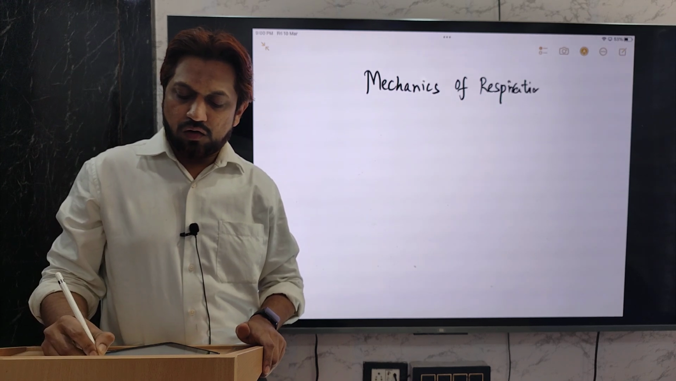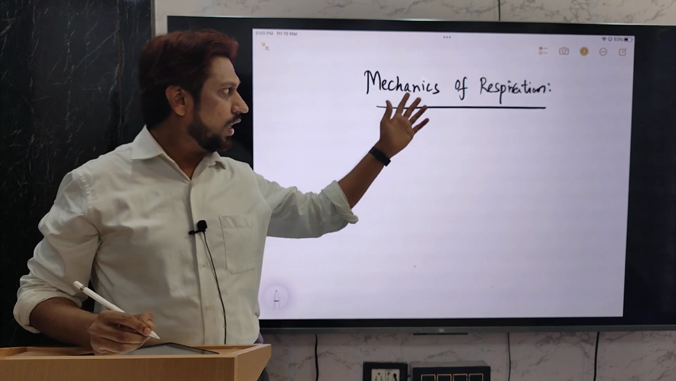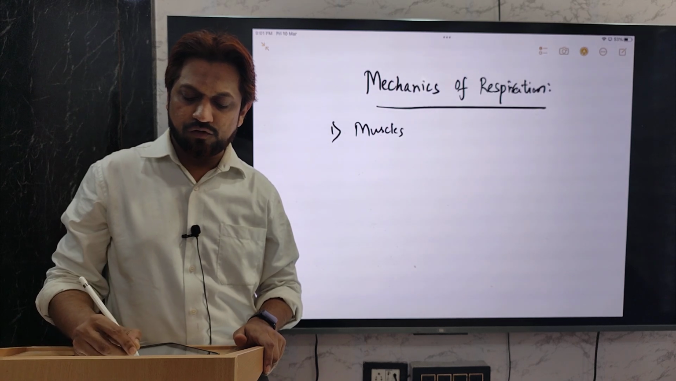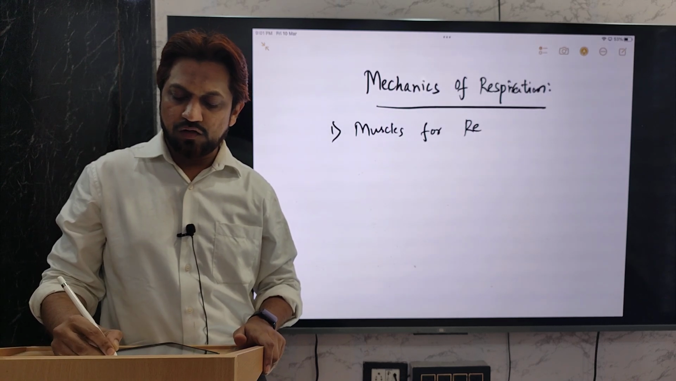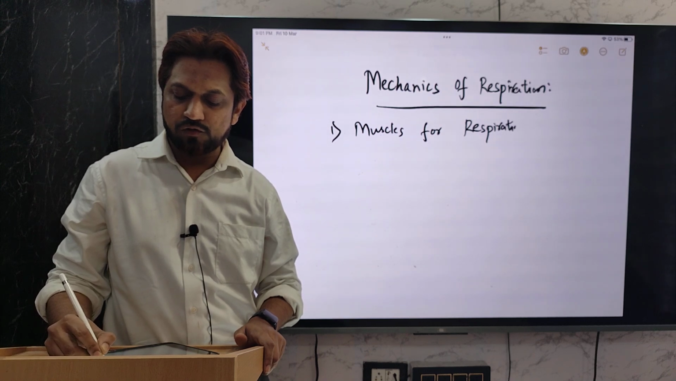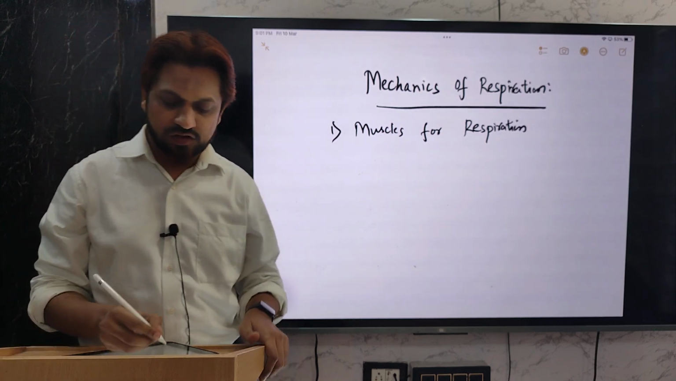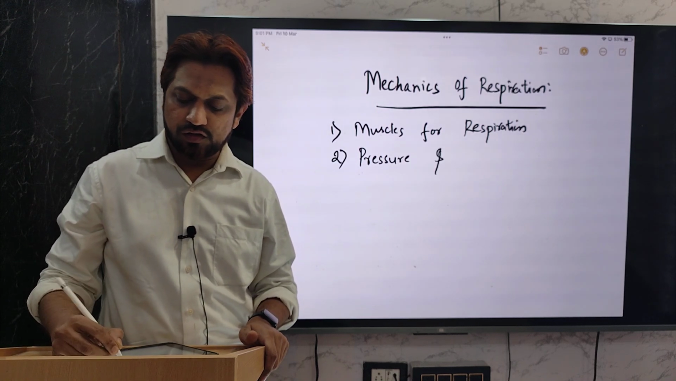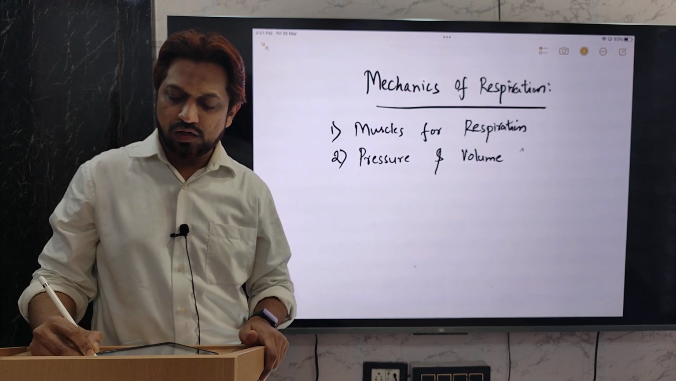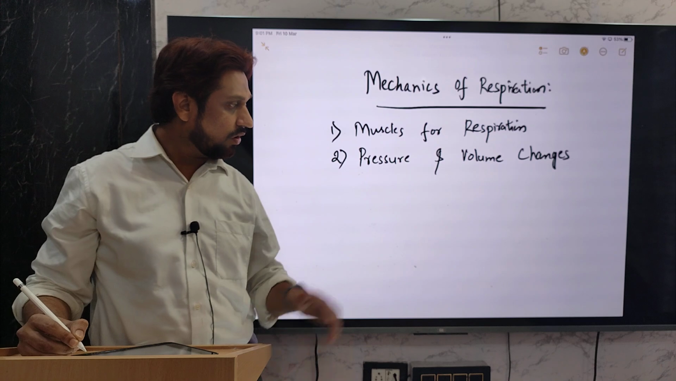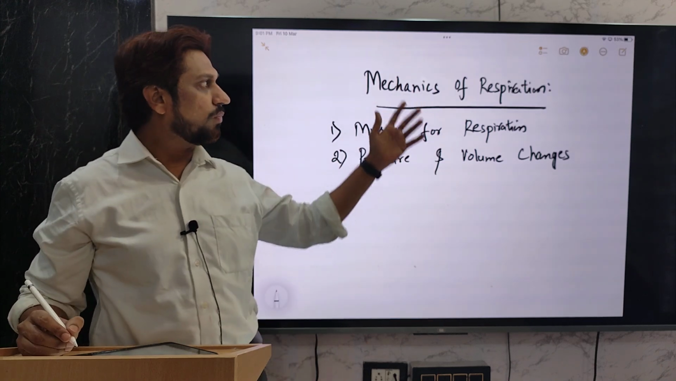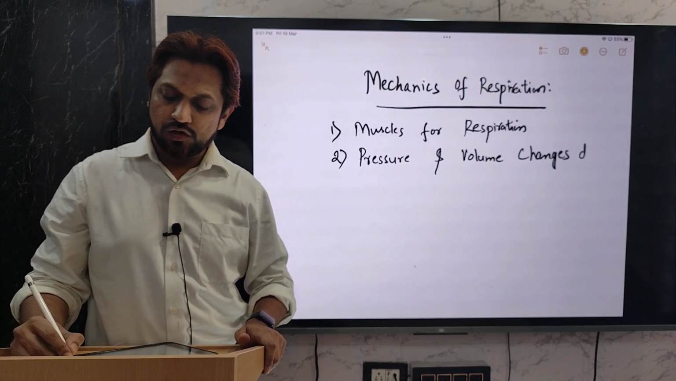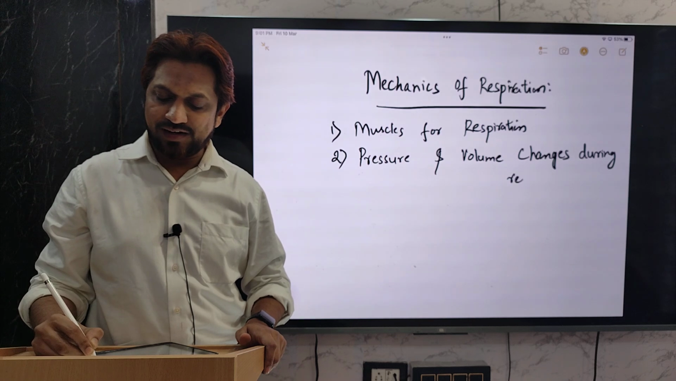So basically, what we are going to discuss under today's topic is the muscles which are responsible for respiration, more specifically the muscles responsible for inspiration and forced expiration. Then we are going to discuss the pressure and volume changes during respiration, that is inspiration and expiration. So these are the side headings, or objectives, of today's topic of mechanics of respiration or mechanics of breathing.